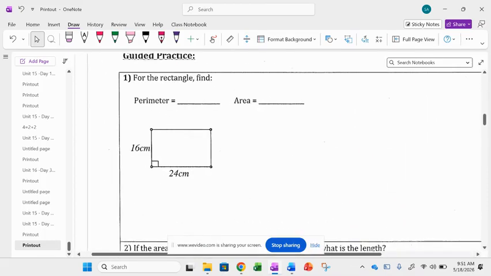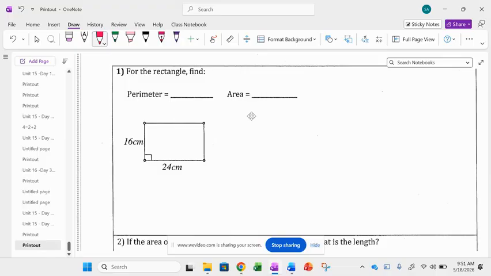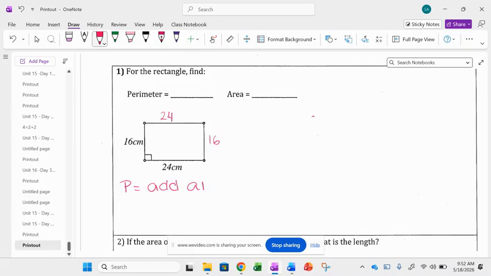So just to make sure we know how to use the formulas, right now we want to find, for the rectangle given, the perimeter. We need to remember in a rectangle, the sides across from each other are congruent. So if the bottom is 24, the top is also 24. If the left is 16, then the right is also 16. And now to find the perimeter, we're going to add all the sides.